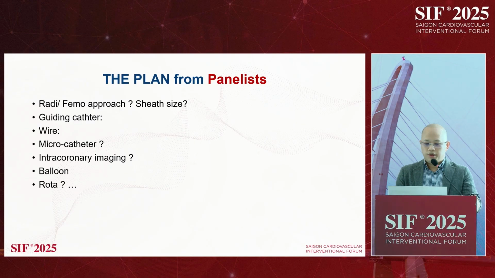So we would like to hear the plan from the panelists. Which approach would we try: sheath size, guiding catheter, wire, microcatheter, intracoronary imaging, balloon and Rota, please.